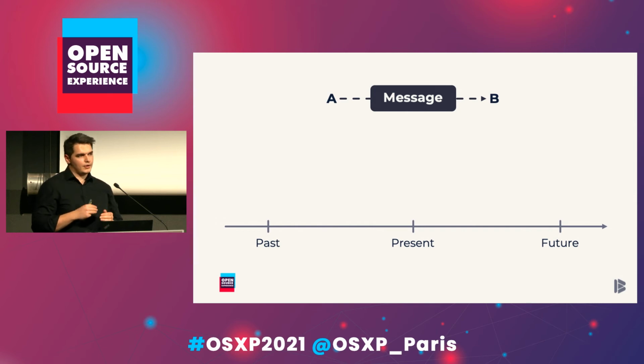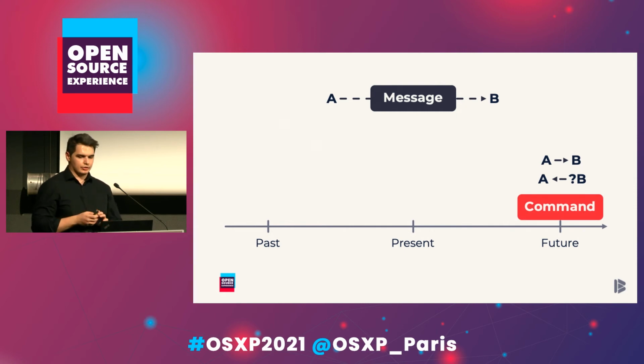And every message has different flavors, depending on when the action is happening. So the first flavor is the command, right? If we give a command to another service, if we send a message to another service, that action is going to happen, is going to trigger some processing, in the future. And also in the command case, we may or may not get back a response.